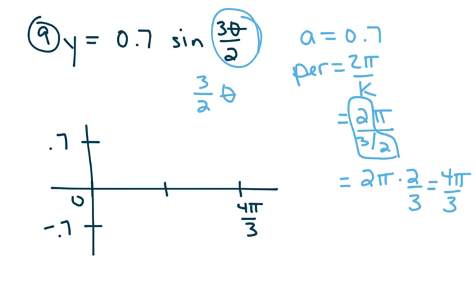What's half of 4 pi over 3? 2 pi over 3. What's half of 2 pi over 3? 1 pi over 3. So this one must be 3 pi over 3. But 3 pi over 3 reduces to 1 pi. Now I'm ready to draw my graph. It's a sine graph, so the sine starts here, and since the amplitude in the equation starts with a positive, the graph is going to go up, middle, down, middle.